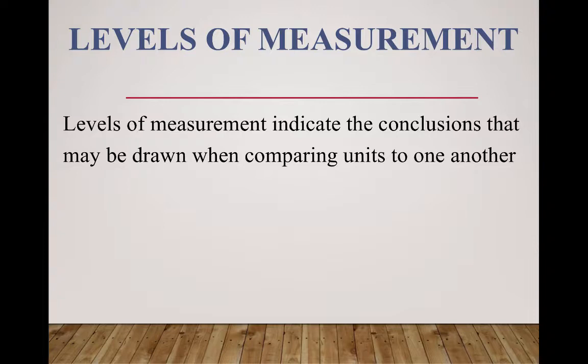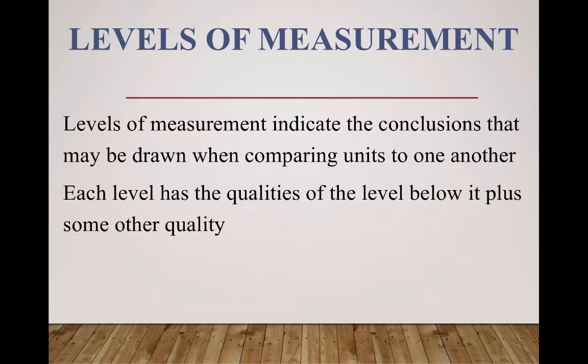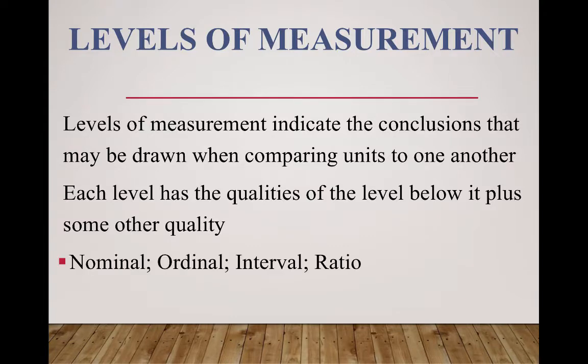So levels of measurement indicate the conclusions that may be drawn when comparing units to one another. So each level has the qualities of the level below it plus some other qualities. So first you have nominal. So nominal, you merely use labels as variable categories. So a clear example of nominal measurement, or at least one that pops up in my own research, would be your political party affiliation.